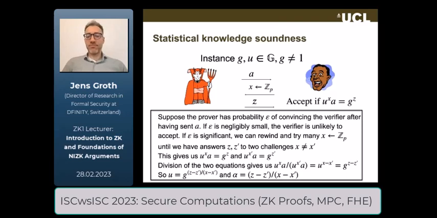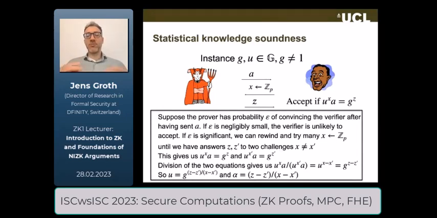So we have this verification, U to the X times A should be G to the Z. And for the second challenge, that would be U to the X prime times A should be G to the Z prime. If you divide those two equations with each other and do all the math, the A's cancel out, and you get U to the X minus X prime is G to the Z minus Z prime. Because X and X prime are distinct, that means U is G to the Z minus Z prime divided by X minus X prime, with respect to base G. And that discrete logarithm is Z minus Z prime divided by X minus X prime.